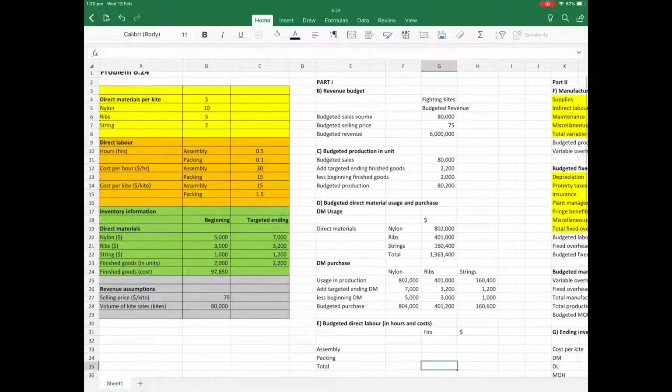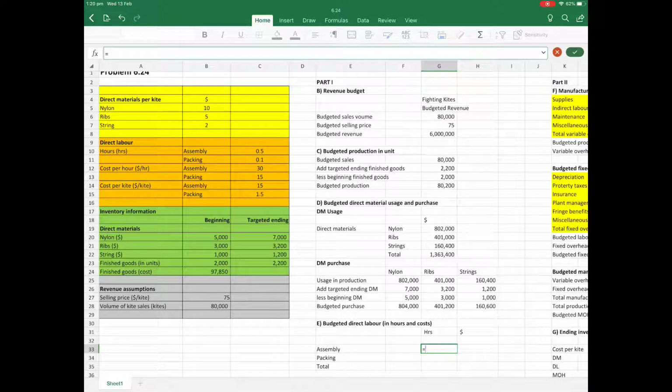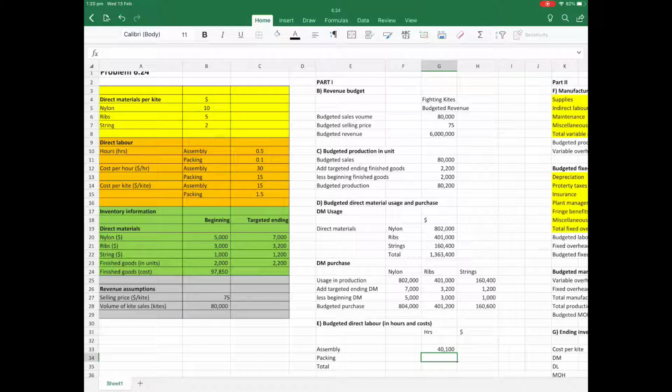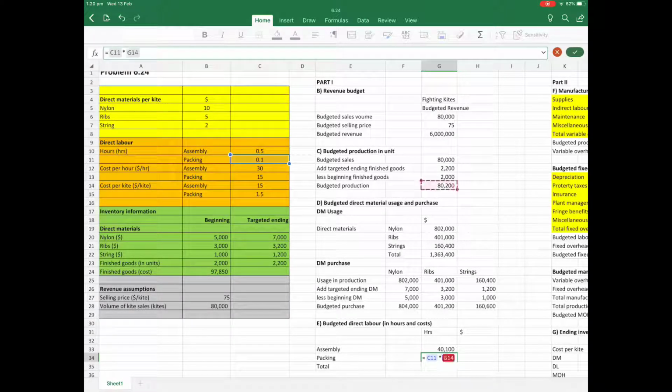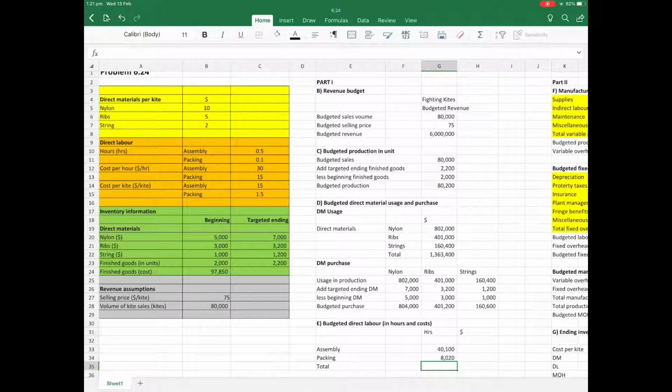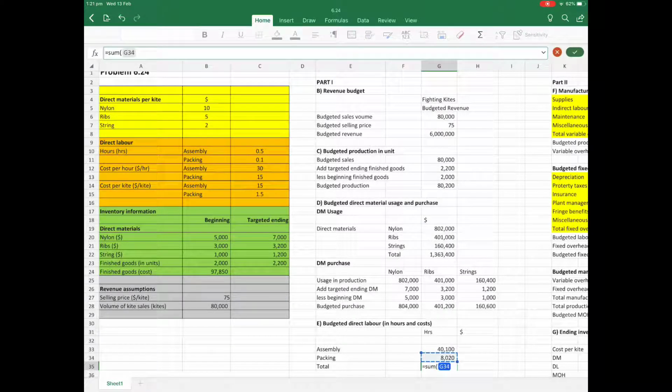Budgeted direct labor. Okay, for assembly, we go to the orange box and you know that it takes 0.5 hours to assemble one kite, and we produced 80,200. So we spend 40,100 hours for assembly, and similarly for packaging, we times 80,200. So we have the total number of hours for direct labor.